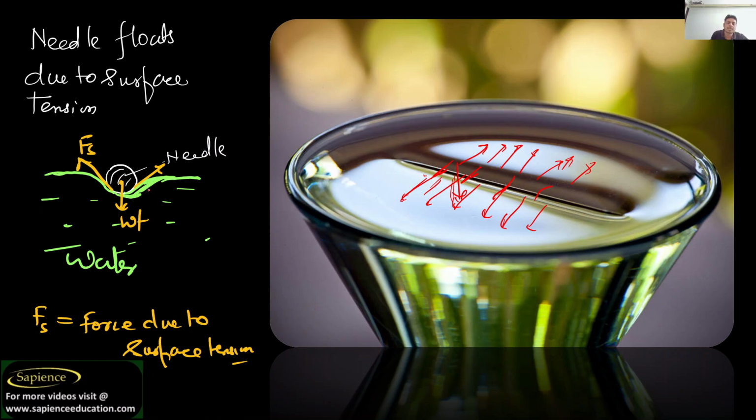So suppose this is your needle. The needle's weight is in the downward direction and surface tension is acting in this direction. So the force due to surface tension, you can imagine, will act in this direction. Ultimately, if there is a weight, surface tension will act at a certain angle. So the force due to surface tension per unit length is acting in this direction and in this direction. I hope you have understood now how this is happening.